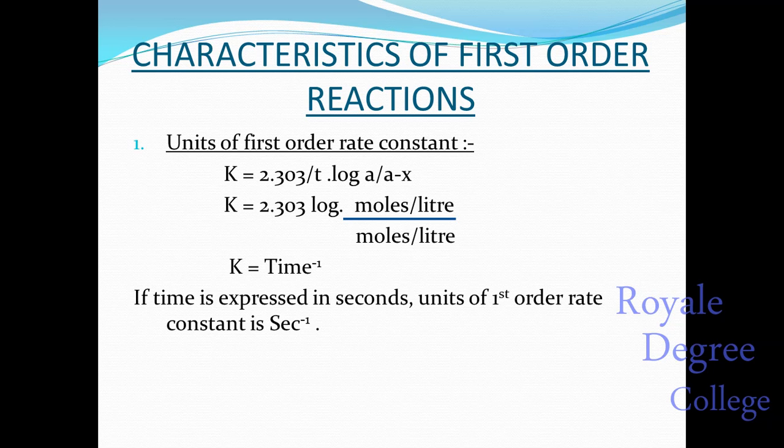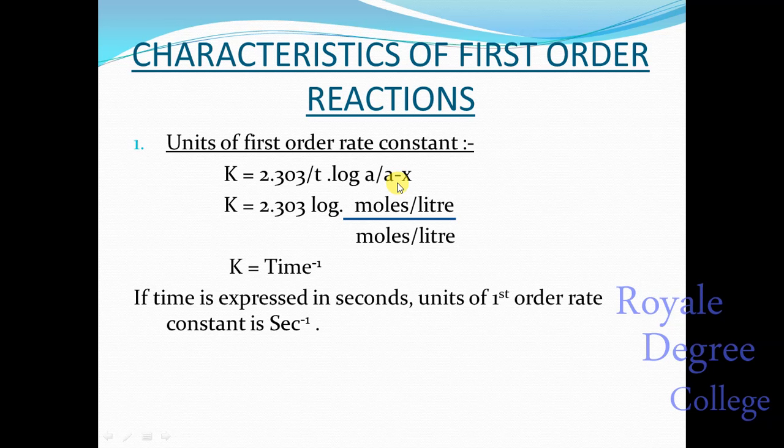Now we'll study the characteristics of first order reactions. The first one is the units of the first order rate constant K. As we know, the first order reaction formula is K = 2.303 / t × log a/(a − x). Now we are writing the units.